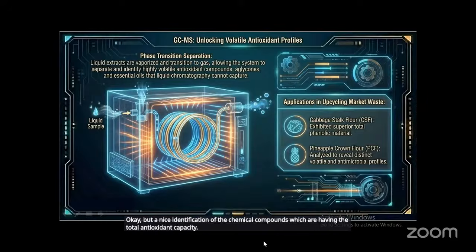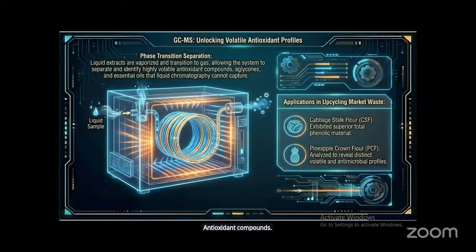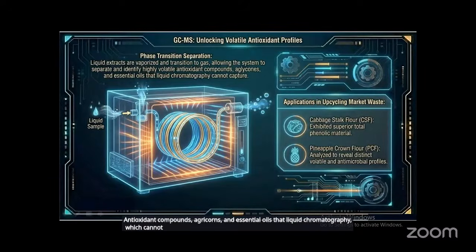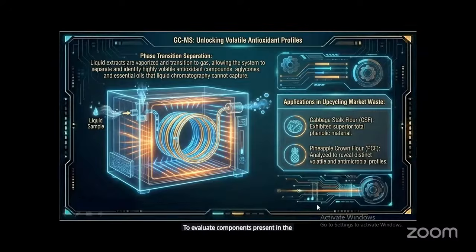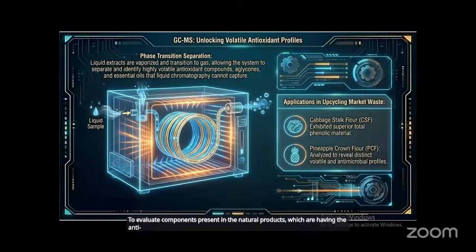Liquid extracts are vaporized and transitioned to gas, allowing the system to separate and identify highly volatile antioxidant compounds, glucans, and essential oils that liquid chromatography cannot capture. That means HPLC cannot capture. Similarly, natural products have a great advantage by using GC to evaluate components which have antioxidant capacity, by using GC as well as GC-MS. Next slide, please.